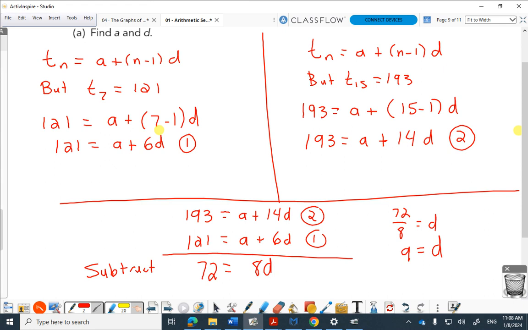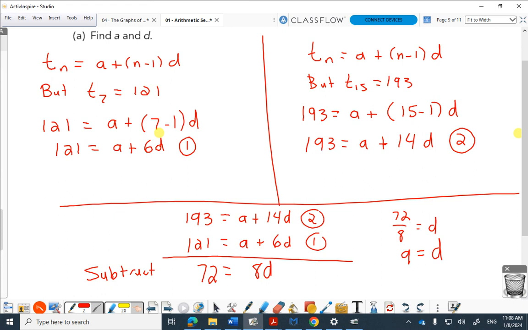Well, who's got this? Who knows what to do now with the D as I play with my active board?